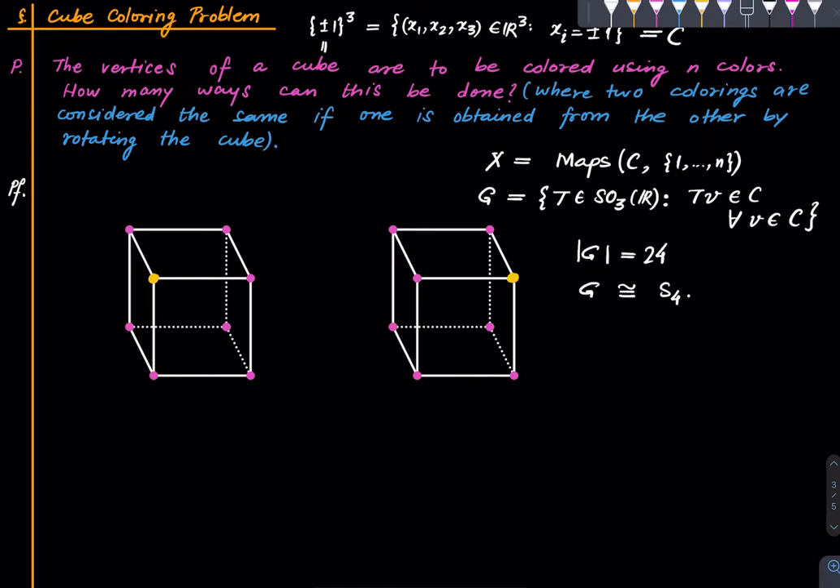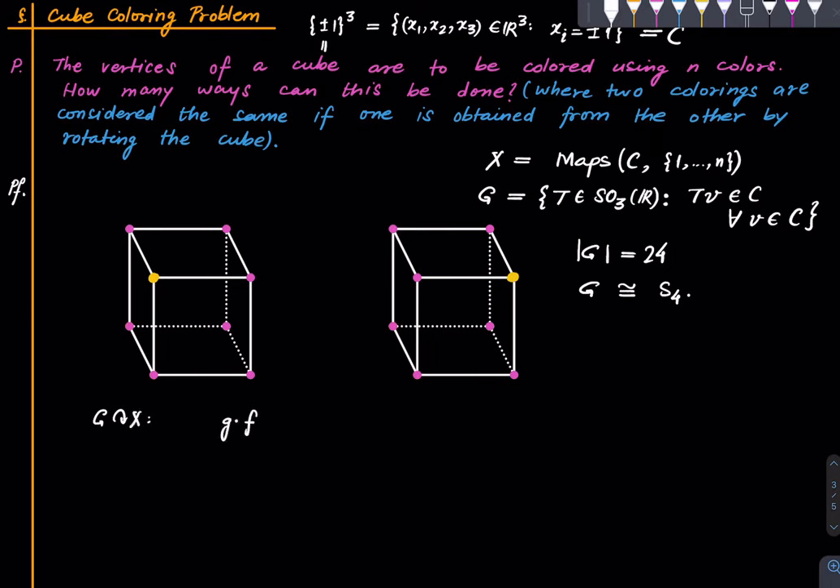And we will define an action of G on X as follows. So G acts on X how? g dot f. So fix an element of G, call it little g, and fix an element f of the set X. Then g dot f, of course, has to be an element of X, meaning it should be a map from C to the n colors. How is it defined?